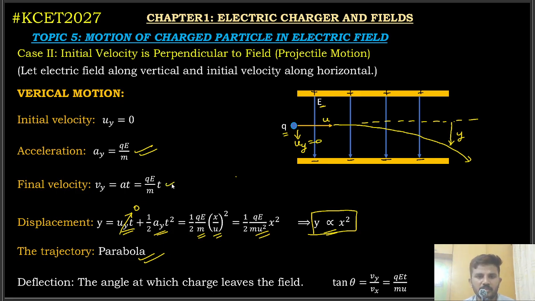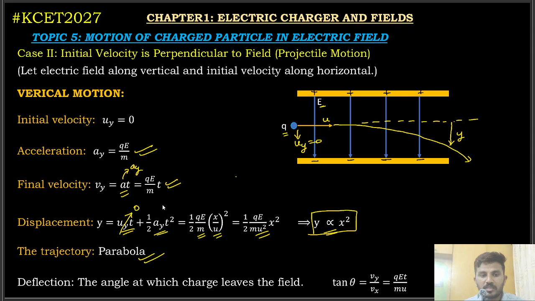Then the velocity after time t is given by qE by m into t, because we have v is equal to u plus at. Initial velocity is 0 along the y-axis, so only at will be there. This is the acceleration along the y-axis, qE by m, into t. All the terms I have used here.